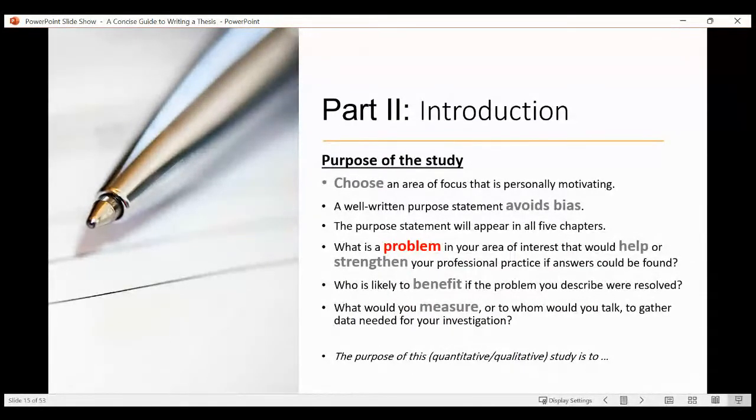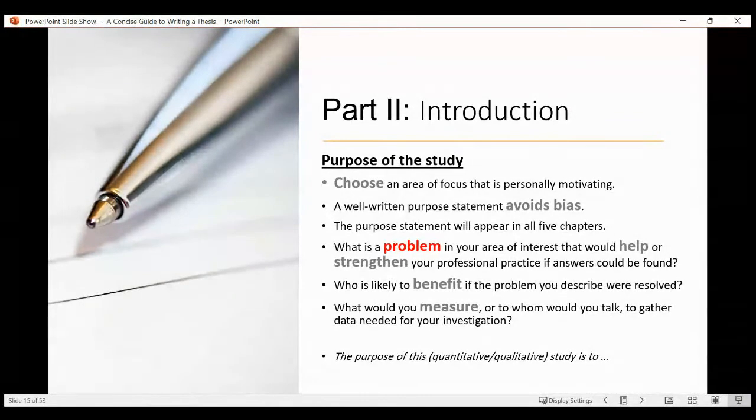All right, the purpose of a study. Here, choose an area of focus that is personally motivated. As I mentioned earlier, a well-written purpose statement avoids bias. Don't put your opinion, don't say something that is biased. Don't say, I chose this topic because I like it. No, no, this is a bias. Stay away from being biased when you talk about the purpose of your study.